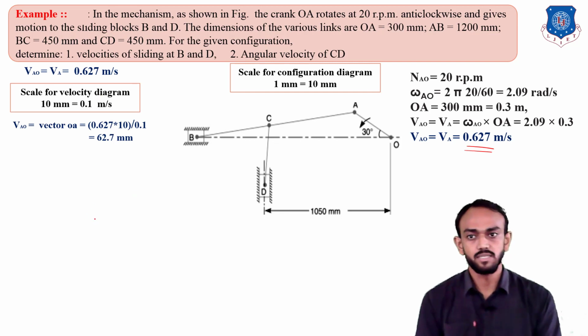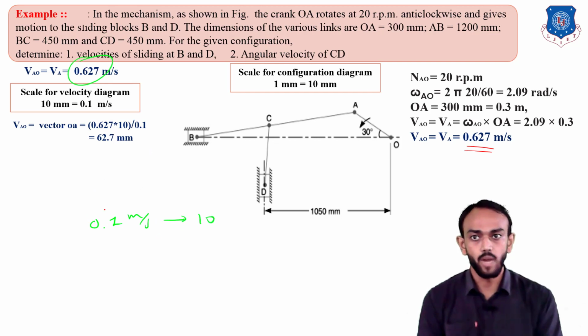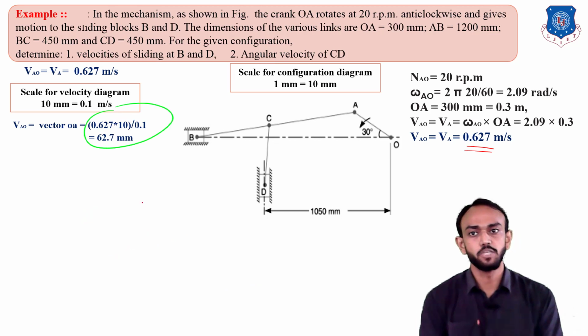This is a very easy calculation. 0.1 meter per second is equal to 10 mm. So 0.627, what will be the length in mm? You will get 0.627 into 10 divided by 0.1. You can see the calculation here, and you will get 62.7.